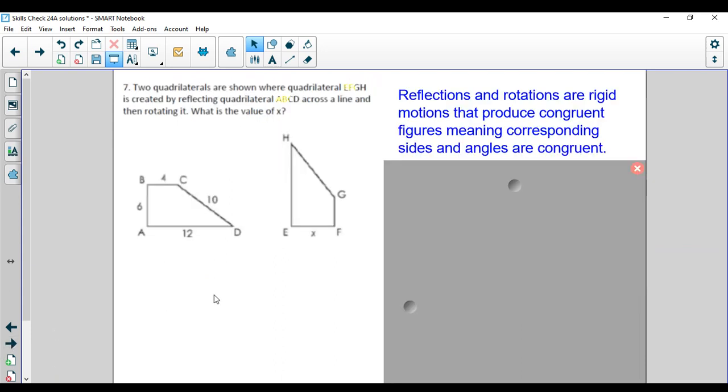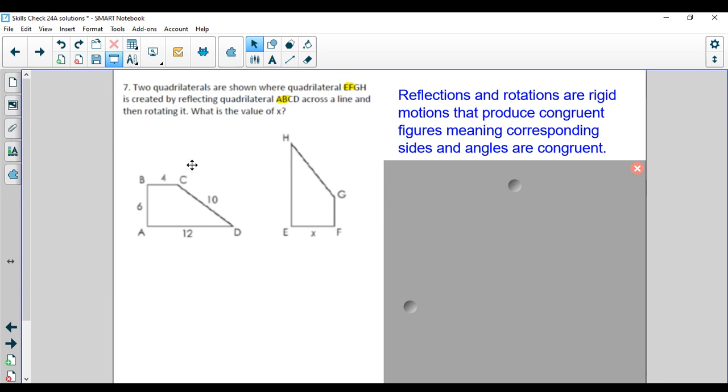For number 7, you need to make sure that you read the problem carefully. 2 quadrilaterals are shown. One is created by reflecting the other across a line and then rotating it. So because we are dealing with reflections and rotations, that means that the 2 figures are congruent. And that means corresponding angles are congruent and corresponding sides are congruent. So I have some highlights here.